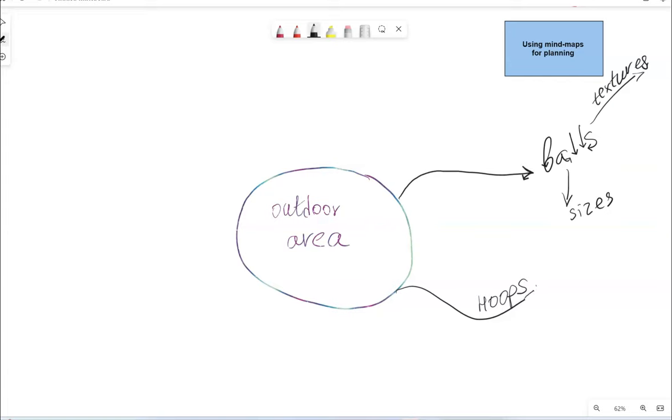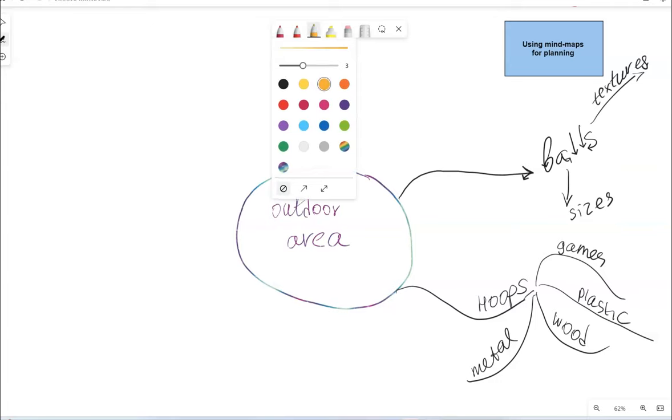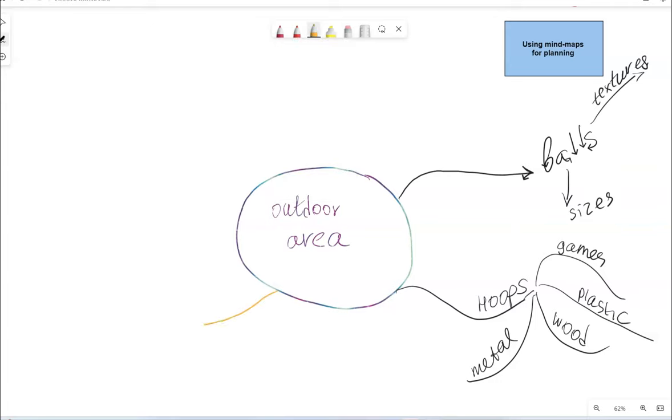Hoops could be used for different games. Yeah, they can be made of wood, metal. They could be made of plastic. So you're branching out here. Then you can choose a different color for the next branch.